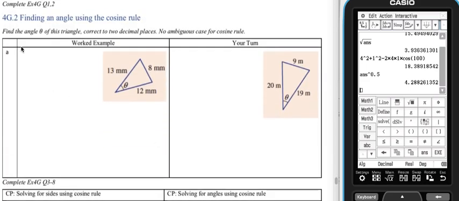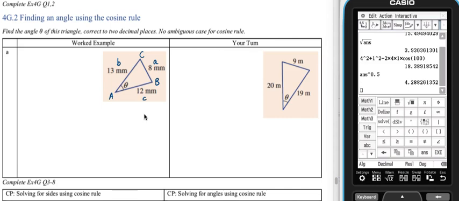We've got two examples here. It says find the angle theta of this triangle, correct to 2 decimal places, no ambiguous case, use the cosine rule. We can use the cosine rule because we know all three sides. Our first step, as with everything, is to label our triangle. I start in the bottom left and go counterclockwise A, B, C. Opposite the big A will be the small a, opposite big B the small b, and opposite big C the small c.